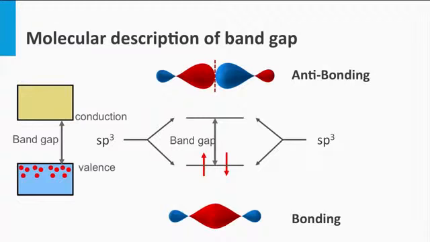Let's consider the example of silicon again. For silicon, the vast majority of electrons will fill up the lowest bonding state. These lower bonding states reflect the valence band as introduced earlier. The anti-bonding states correspond to the conduction band and are hardly occupied by any electrons. The gap between the bonding and anti-bonding states corresponds to the band gap.